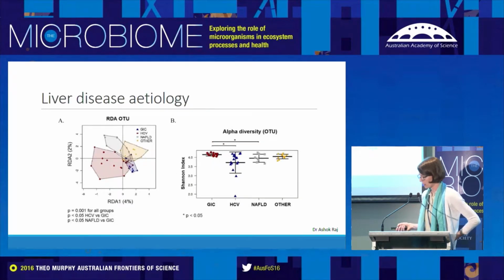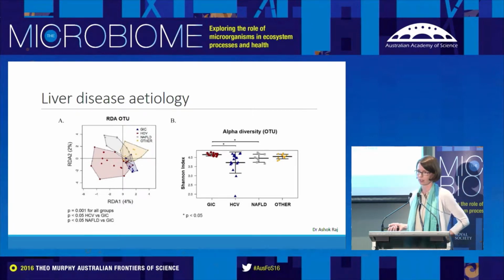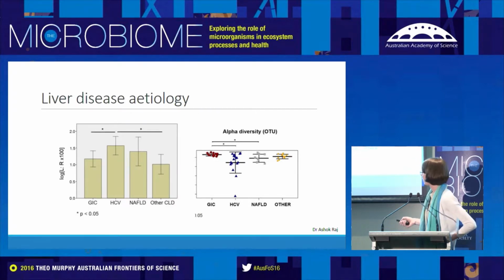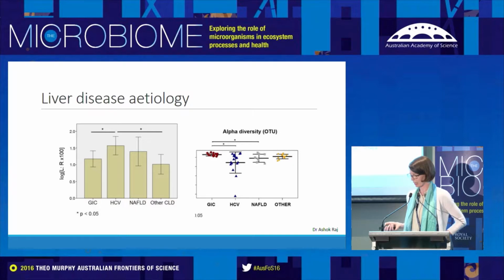When we stratify this, depending on the underlying cause of the liver disease, we see that the most obvious changes are in patients who have a hepatitis C-driven disease, and we're in the process of trying to understand why this might be. Something interesting that came out of this study was when we looked at intestinal permeability: the HCV, so the hepatitis C patients, have the greatest increase in gut permeability, so a more leaky gut, compared to controls. And so this is quite interesting in this context.